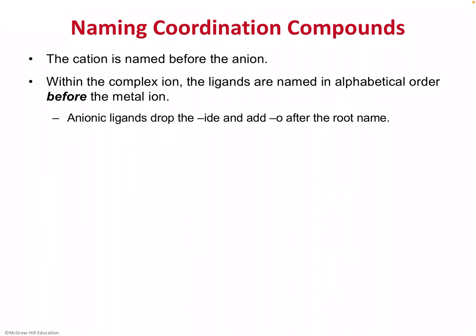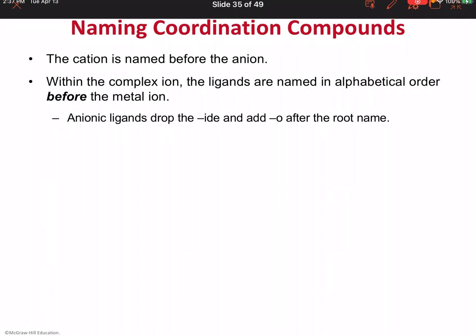Naming coordination compounds, what do we need to know? The cation is named before the anion. Just like sodium chloride, we have sodium as the cation first and then the chloride. Similarly, coordination compounds also, we name the cation first and then the anion. And then within the complex ion, the ligands are named in alphabetical order before the metal ion.